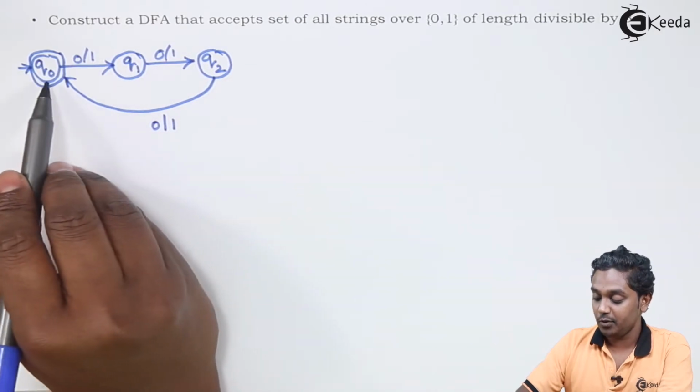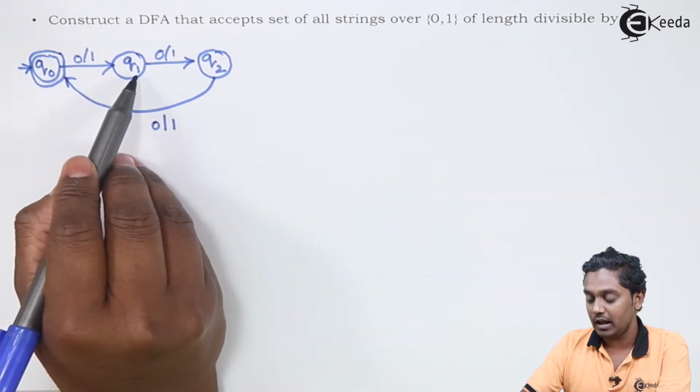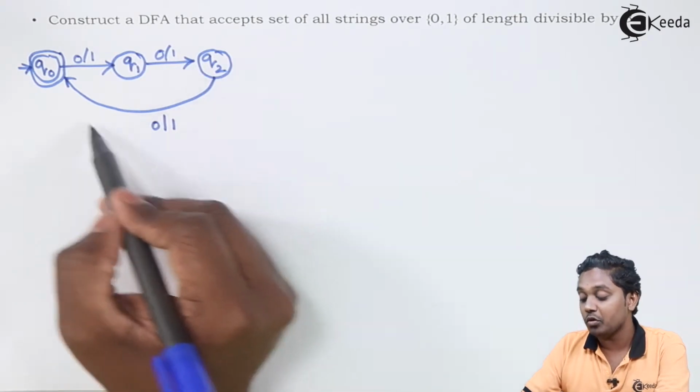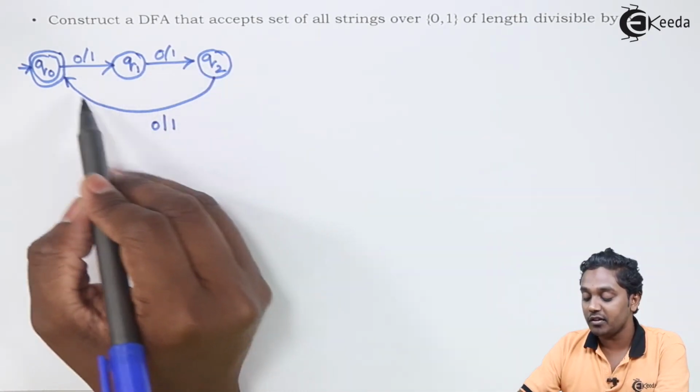0 will have a transition from Q0 to Q1. Next 0 will have a transition from Q1 to Q2. Next 0 will have a transition from Q2 to Q0. So 0, 0, 0 is accepted.